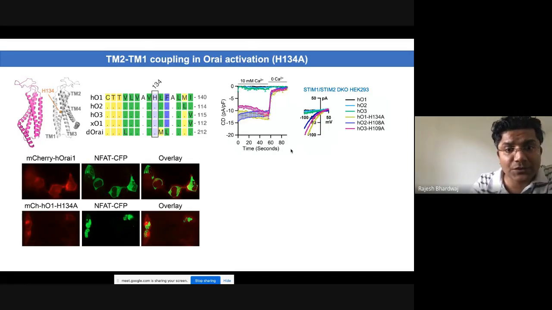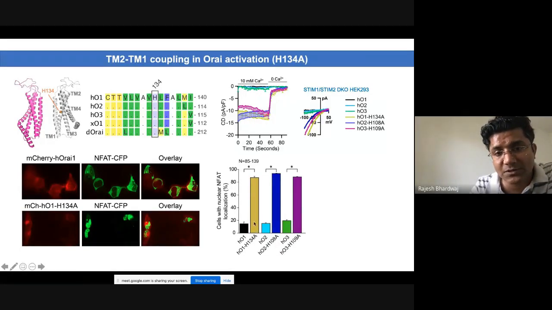So what you see here is the NFAT translocation. When calcium goes into the cytosol, it activates calcineurin, and calcineurin dephosphorylates NFAT, which when present in the cytosol is heavily phosphorylated. This dephosphorylation of NFAT by activated calcineurin leads to its translocation to the nucleus. So what you see here is wild type ORI1 and NFAT-CFP and the overlay. You see here the NFAT stays mostly cytosolic in the wild type channel, whereas in the H134A open channel mutant, you can see that the NFAT is now translocated to the nucleus. And this NFAT translocation could be observed in most of the cells that expressed these open channel variants of the transmembrane domain 2 of human ORI isoforms.